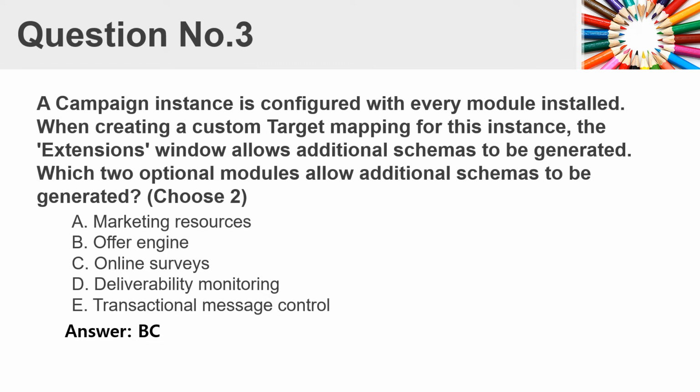Choose two. A. Marketing resources. B. Offer engine. C. Online surveys. D. Deliverability monitoring. E. Transactional message control. Answer. B, C.